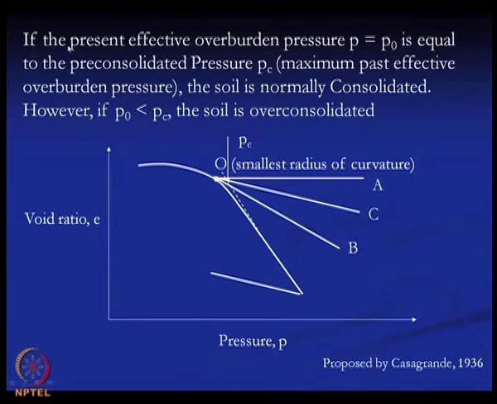So this way we can determine the PC, which is the maximum past effective overburden pressure. Now, if the present effective overburden pressure P0 is equal to the pre-consolidation pressure PC, then the soil is called normally consolidated soil. If P0, the present effective overburden pressure, is less than PC, the past effective overburden pressure, then that soil is called over consolidated soil. So, this way, from this e versus log P curve we can also determine the PC value.